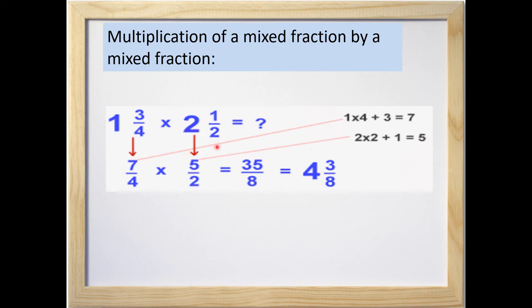Understood children? Now simply we have to multiply these two improper fractions. We have to find the product of the numerators and the product of the denominators. So 7 5s are 35 and 4 2s are 8. Now when we divide 35 by 8, we get 4 3 by 8. Is it clear children?